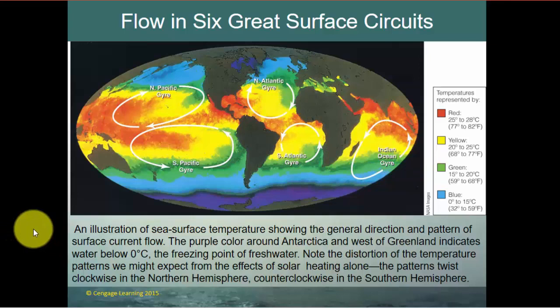So this is an illustration of sea surface temperatures, not the heights like the previous slide, but temperatures, showing the general direction and pattern of the surface current flow. The purple color around Antarctica and west of Greenland indicates water below 0 Celsius, the freezing point of fresh water. Note the distortion of the temperature patterns that we would expect from the effects of solar heating alone, that is just warm at the equator. That warm water is twisted northward in the northern hemisphere and counterclockwise and southward in the southern hemisphere.